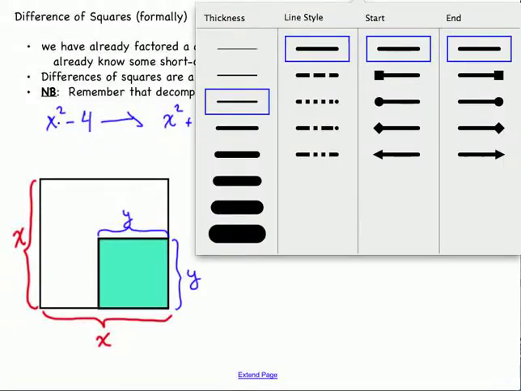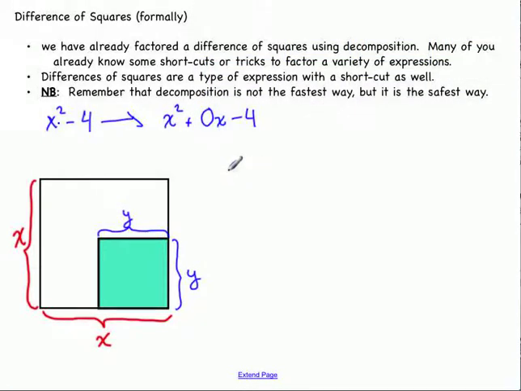So when we get down to it, if we look at a difference of squares, we have the area of the large square minus the area of the smaller square. The large square has an area of x squared, and the small square has an area of y squared. A difference of squares. Okay?